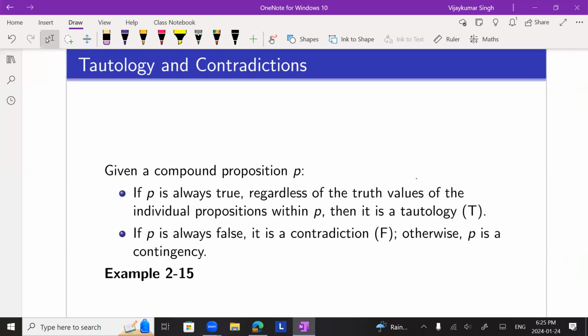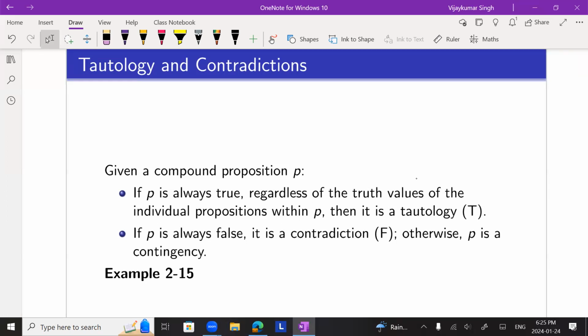Now let's talk about compound statements. There are two kinds of statements called tautology and contradiction. What is a tautology and what is a contradiction? Again, these are Greek and Latin words. Tautology simply means the following: the statement will always be true no matter what.